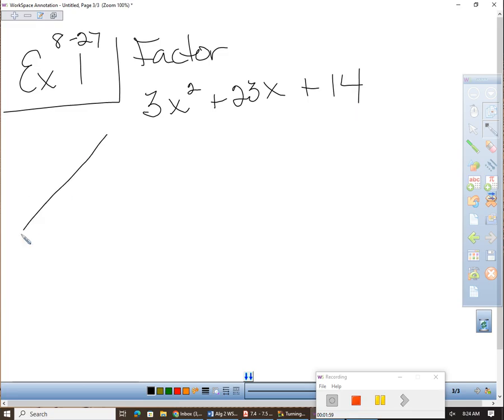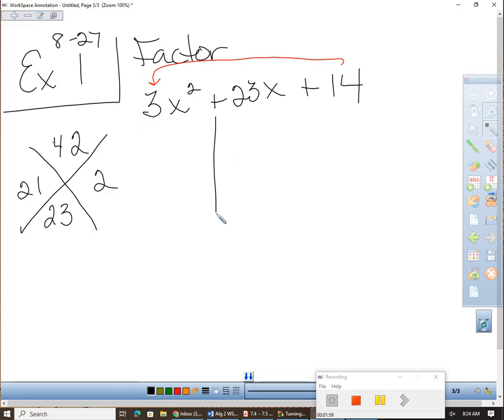So then we draw our x. Last number times the first number. So 14 times 3 is 40, right? Yeah, 42, right? Middle number, the b term, is 23. I am looking for two numbers that multiply to 42 but add to 23. 21 and 2. Very good. Now, since my leading coefficient or my A is not 1, I draw the box.